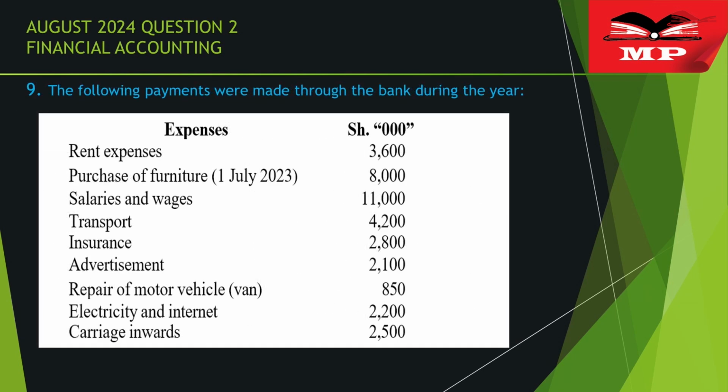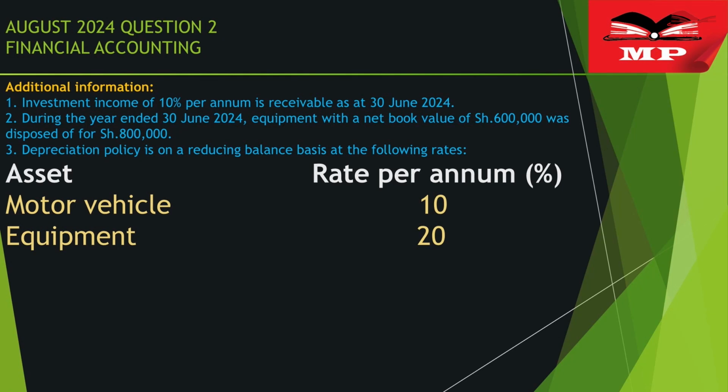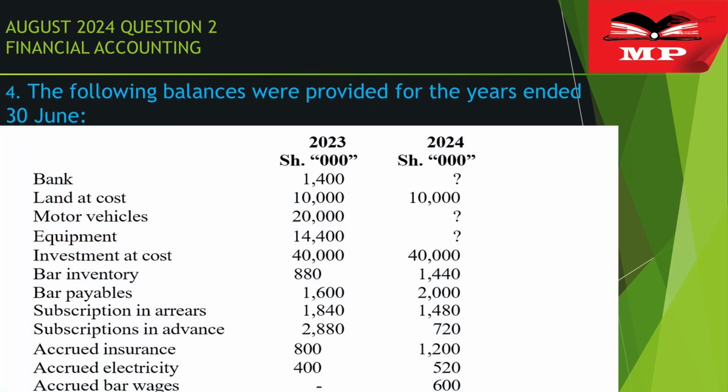Note number 1 is not related to the bar. Note number 2 is not related to the bar. Note number 3 not related to the bar. Note number 4, do we have information on the bar? Yes. Look at the bar inventory. Then we have bar payables. That's all.